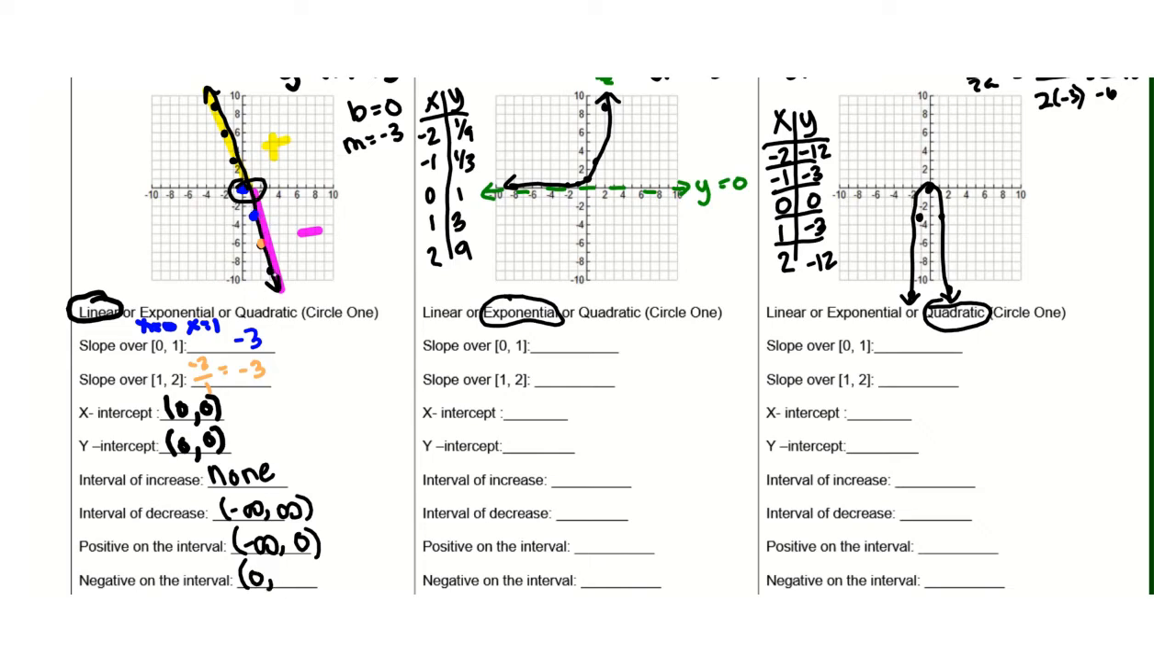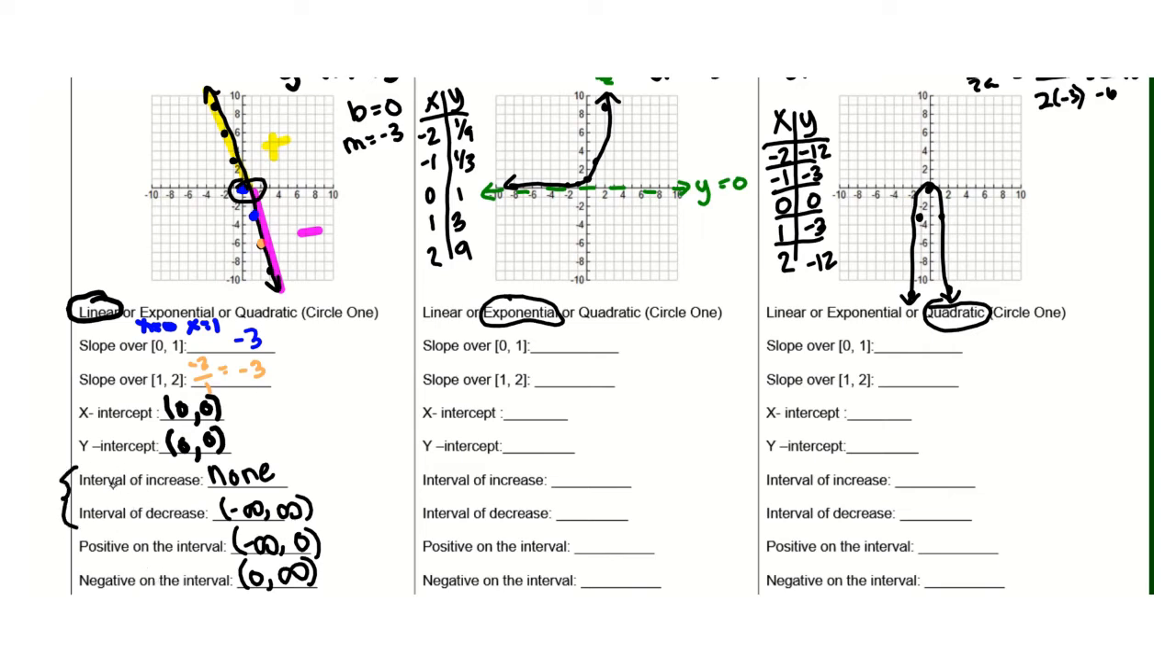And I'm going to keep being negative forever. This is going to the right forever. My x values are getting more and more positive, so this is going to positive infinity. So increase and decrease, positive and negative, you're always talking about your x values from left to right.